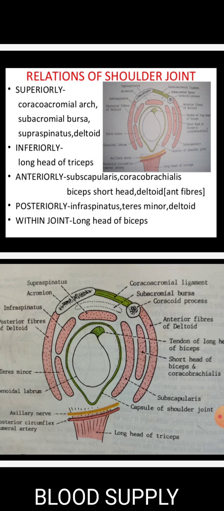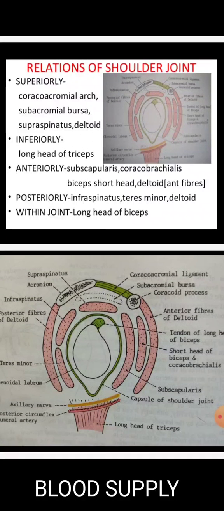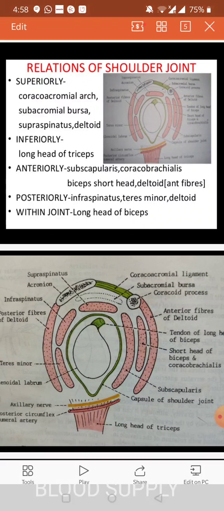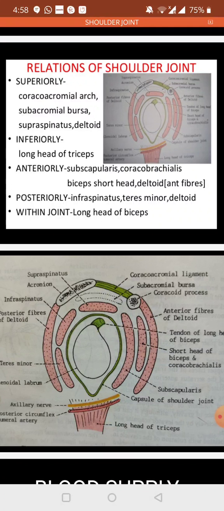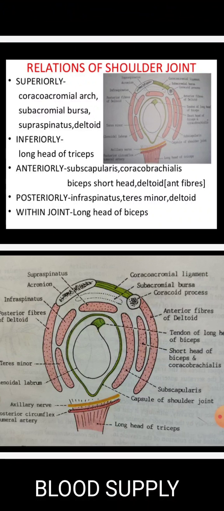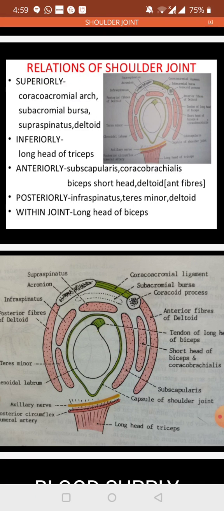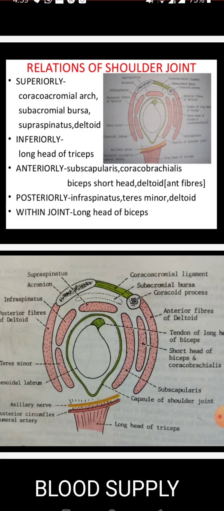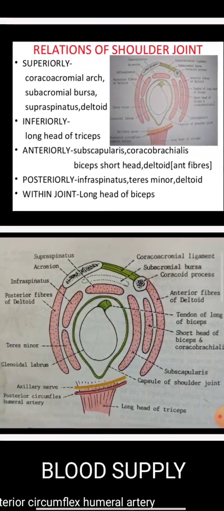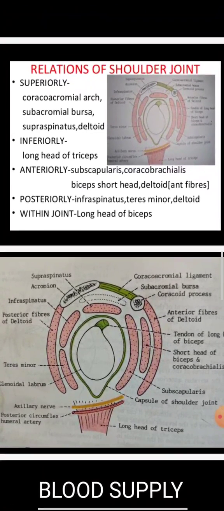Now when we go anteriorly, the structures which are related to the shoulder joint are subscapularis, coracobrachialis, biceps short head and the deltoid anterior fibers. So when we study anterior relations, first you can say anteriorly is the subscapularis, that is the muscle which is present in the subscapular fossa. Then there is coracobrachialis, then short head of biceps, and the deltoid muscle, that is the anterior fibers of the deltoid muscle. These are the anterior relations of the shoulder joint.